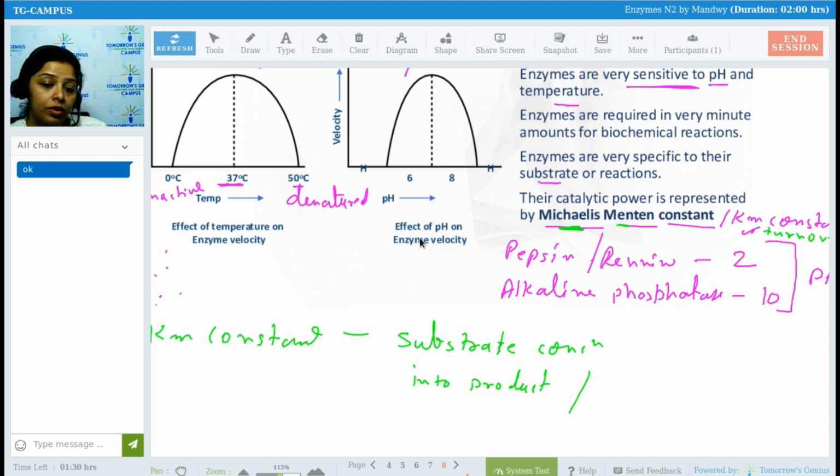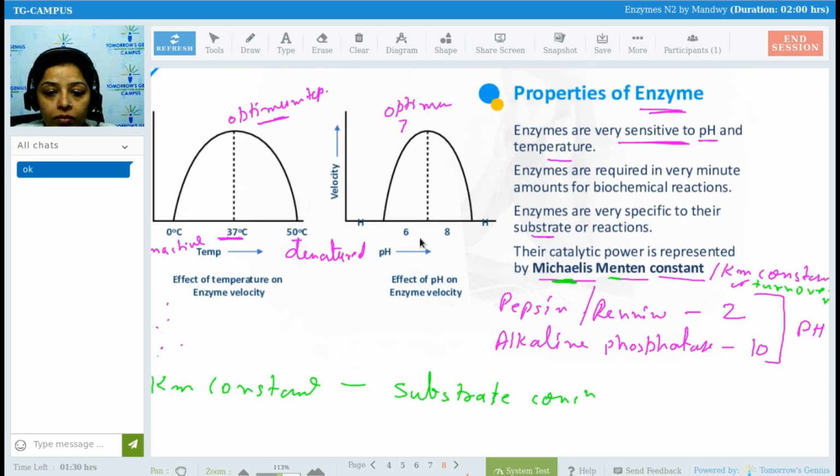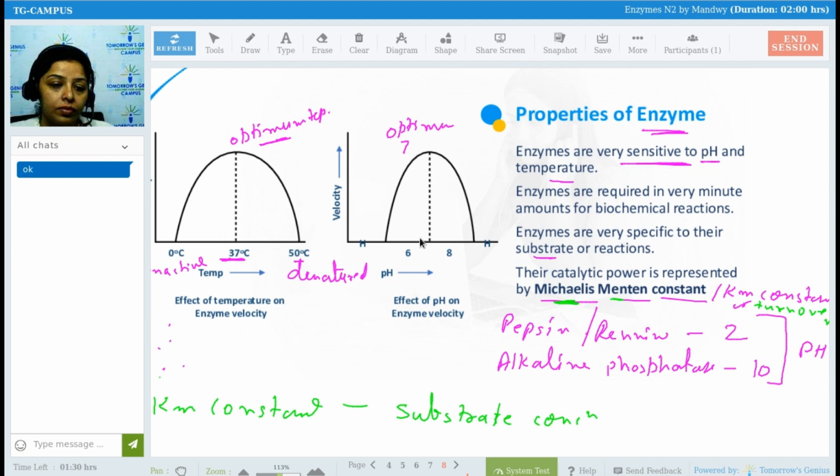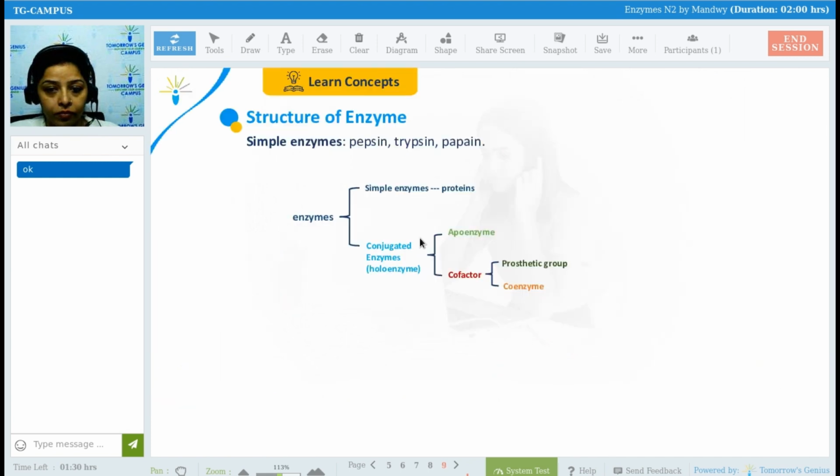per unit time by one molecule of enzyme, in favorable condition. Okay. Favorable condition means optimum temperature, optimum pH. Then only it will convert into the product. Okay. Yes, ma'am. Done, Aarti? Yes, ma'am. Okay.